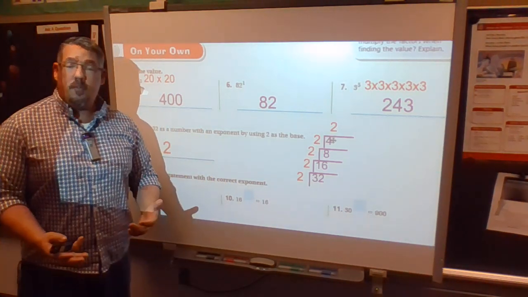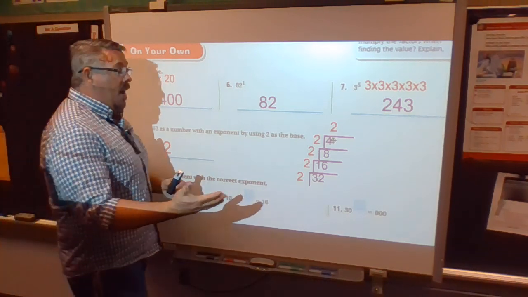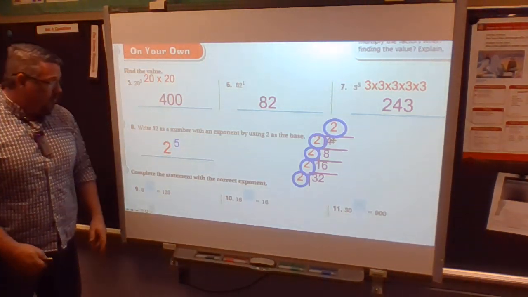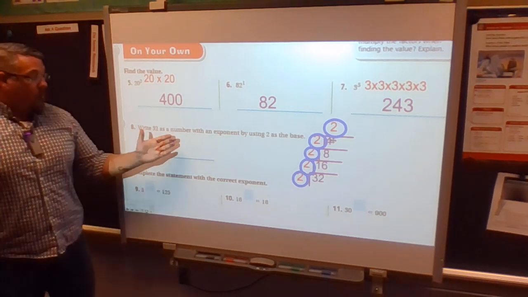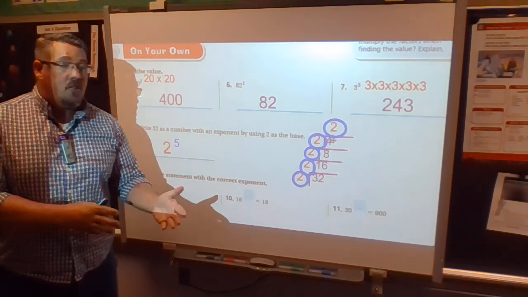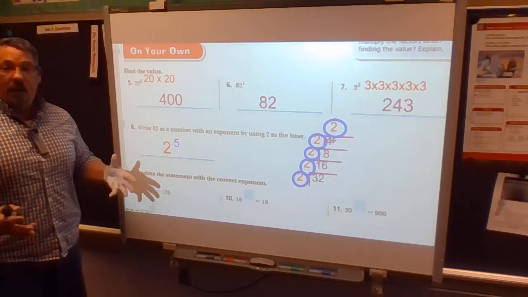I have a final answer of 2, so I know I've gone as far as I can. So then I count how many there are. There are 1, 2, 3, 4, 5 of them. So I have an exponent of 5. So when it says to write the number with an exponent, or it may say write it as an expression, this is also an expression because that is a math problem, just written in exponent form.